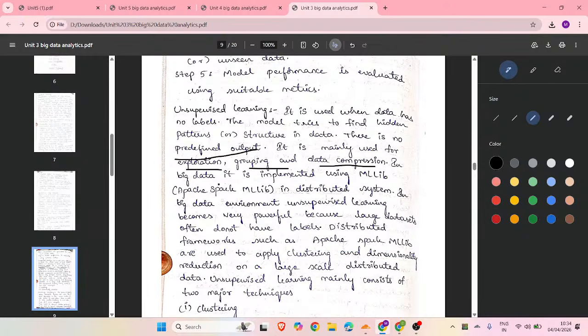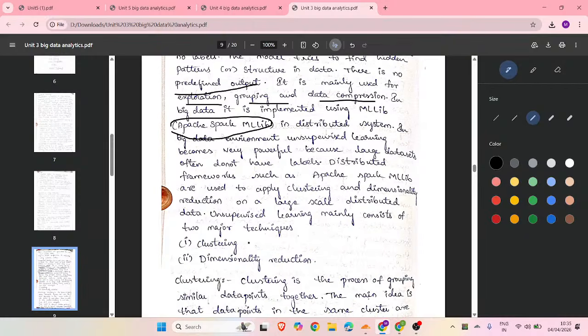In big data especially, it is implemented using MLlib. It works on top of Apache Spark MLlib in a distributed system. One thing I can say is that often big data is created with unlabeled datasets. So in almost every big data tool or MLlib, we will be using unsupervised learning only. I think you are aware of unsupervised learning.